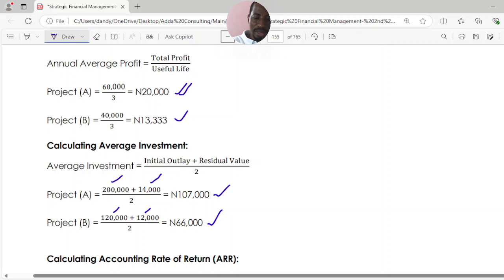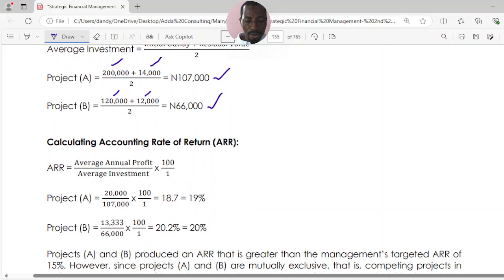Okay, 20,000. Average investment of project A is 107. Therefore, 20,000 divided by 107 produced 18.7%, approximately 19%. For project B, average annual profit is 13,333. Average investment is 66,000. So 13,333 divided by 66,000 multiplied by 100% will give us 20.2, which is approximately 20%.